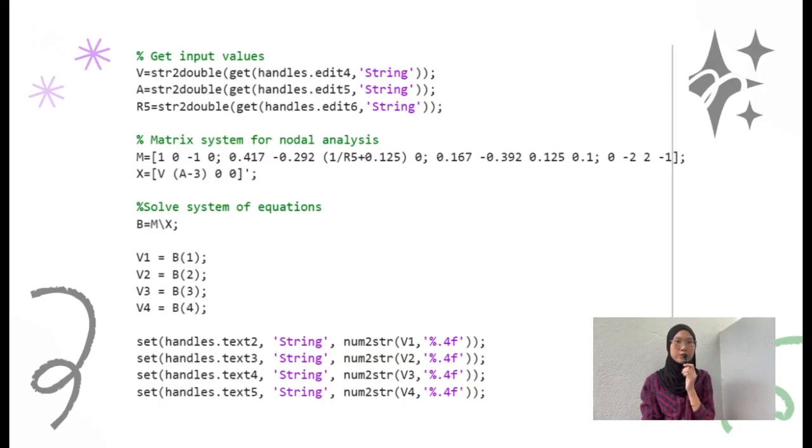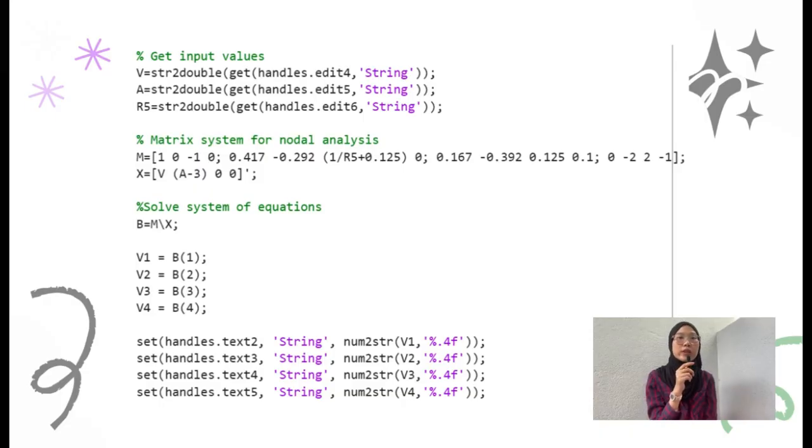Okay, now I will explain the coding. So this MATLAB code is used to solve the circuit using a matrix method based on the nodal analysis. First, we get the user input values from the GUI. These are the voltage source, the current source, and the resistor. These values are entered in the interface and converted from string to number using the str2double function.